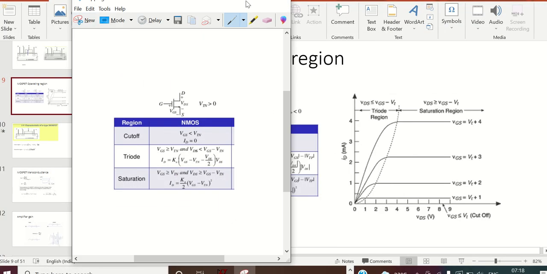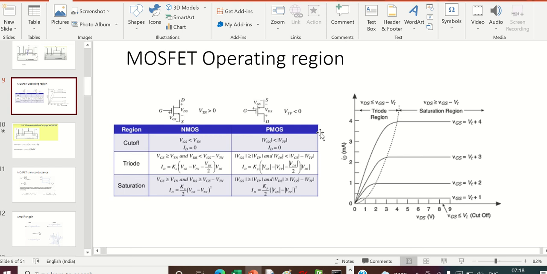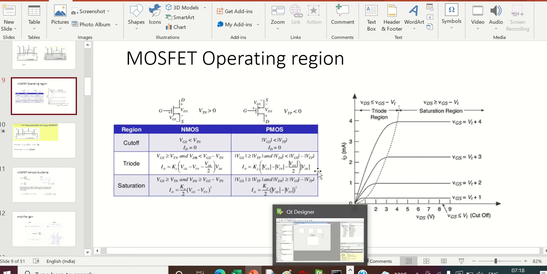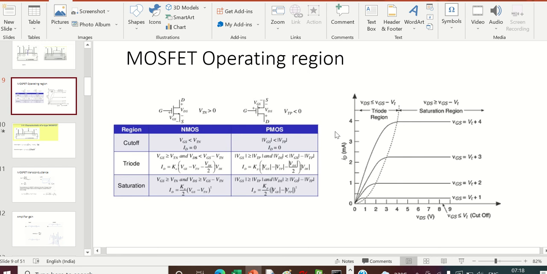So your today's first assignment is the PMOS operating region, you should do that. And the second assignment is the common source amplifier, the basic common source amplifier. Whatever I have done in the class, you have to do that.